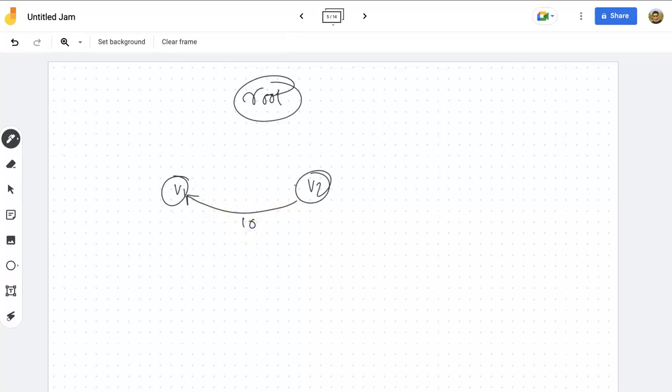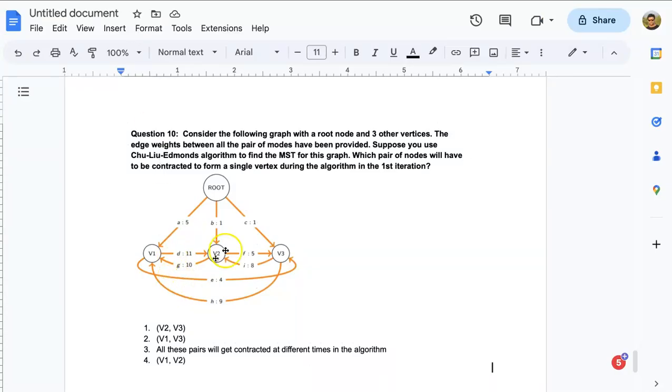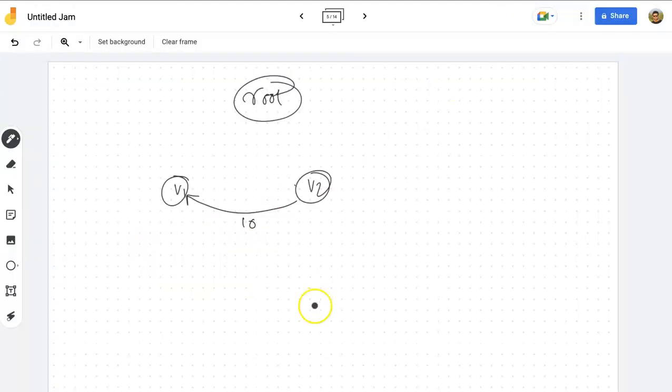Okay, now do for V2, and for V2 there are 3 incoming edges. One is from root, which is 1, one is from V1, which is 11, and one is from V3, which is 8. Among them 11 is the highest, so from V1 to V2 is highest, so this will be the edge, V1 to V2, which is 11.